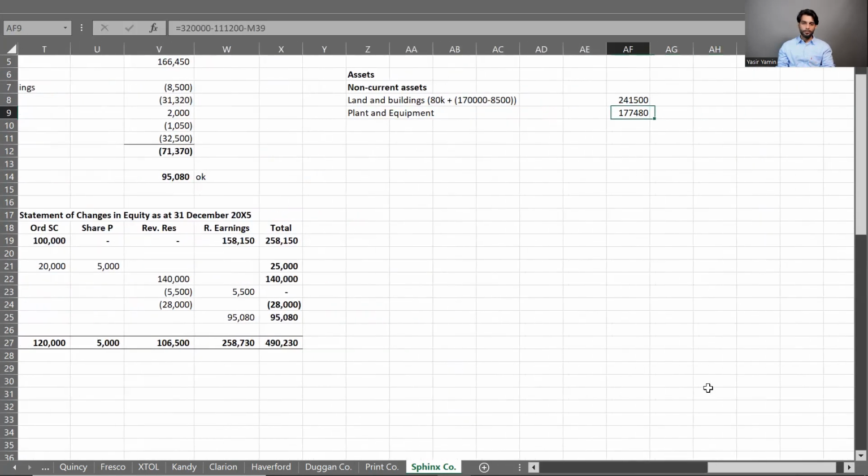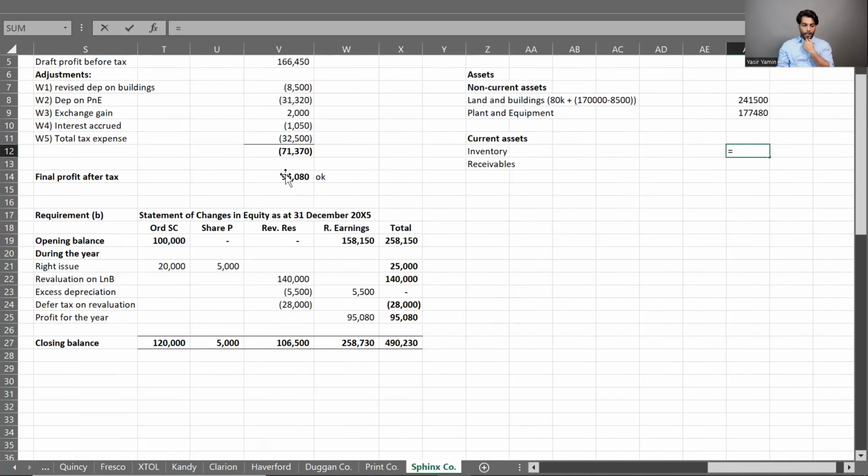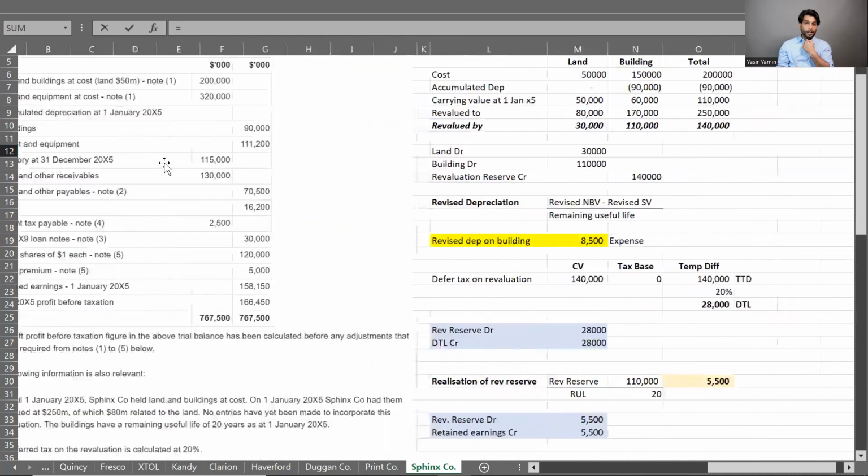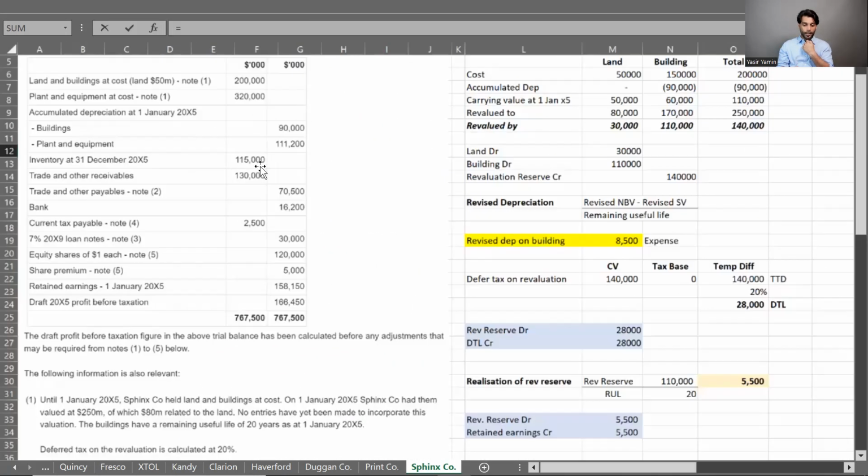177,480. Understood? Done. And now is the turn for your current assets. What current assets do you have in this question? In my opinion, you have your inventory and you have your receivables. So let us go and check it from your question. What inventories do you have? The closing inventory was 115,000 and the closing receivables were 130,000.